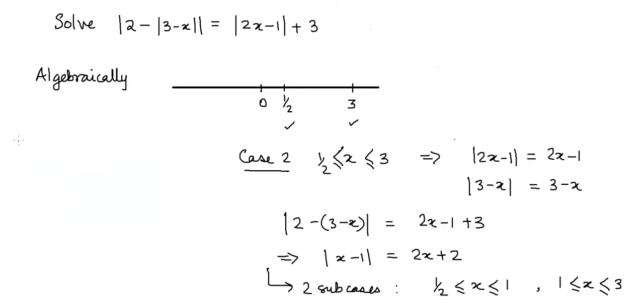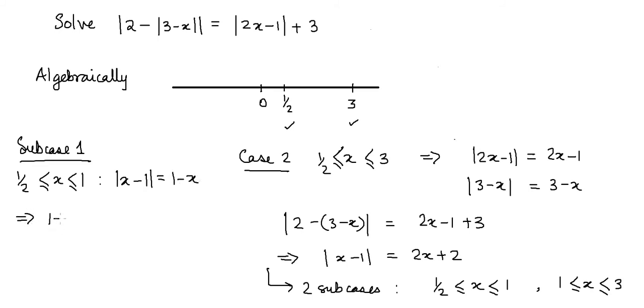Okay, so sub case 1, when x is between half and 1, so what happens is in this sub case x is still less than 1, so absolute value of x minus 1 is actually 1 minus x. If that is the case, our equation becomes 1 minus x equal to 2x plus 2. Solution therefore is 3x equal to minus 1 or x equal to negative 1 by 3. This is not an acceptable solution because it does not lie in our assumed range again.